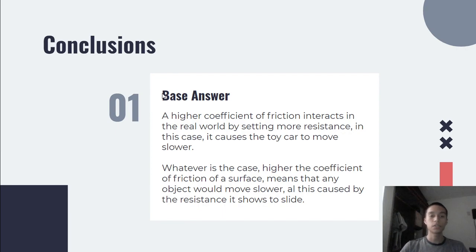So yeah, to the base question, we have the base answer. A higher coefficient of friction interacts in the real world by setting more resistance. In this case, it causes the toy car to move slower. Whatever the case, the higher the coefficient of friction of a surface, the slower any object will move. All this is caused by the resistance to sliding, because as we remember, the coefficient of friction is the force resisting movement. So the more resistance, the slower it tends to go.